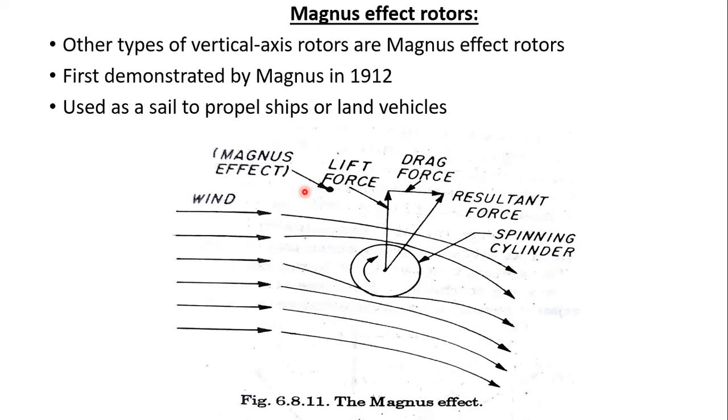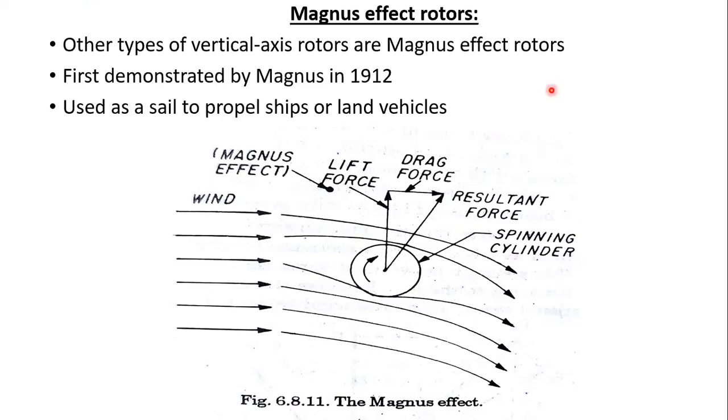This principle was first demonstrated experimentally by Magnus in 1912. The principle is that when cylinders spin in a wind stream, there are translating forces. These translation forces are produced perpendicular to the wind stream by the Magnus effect. So this is the Magnus effect.